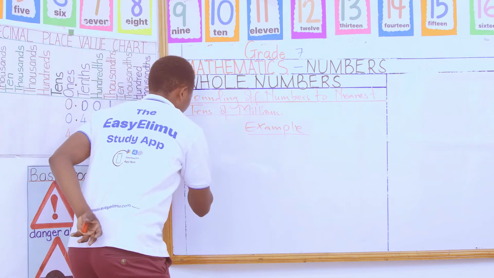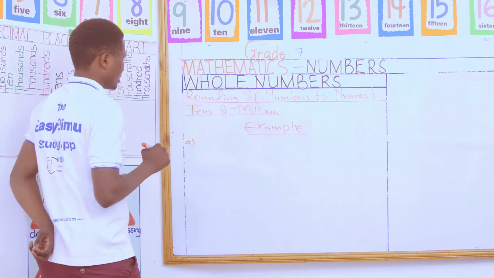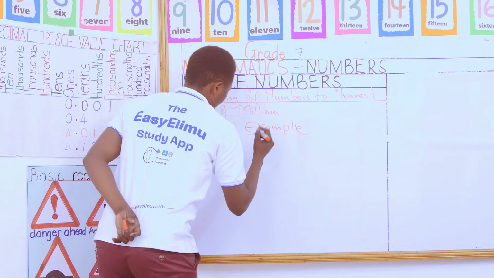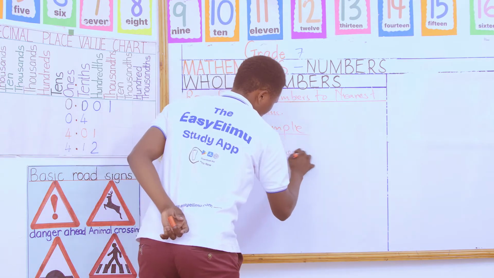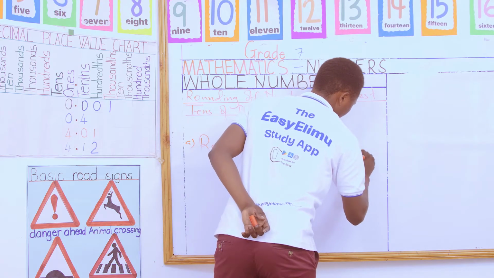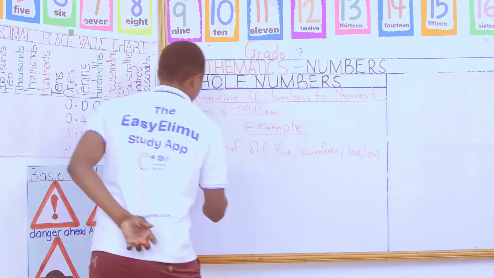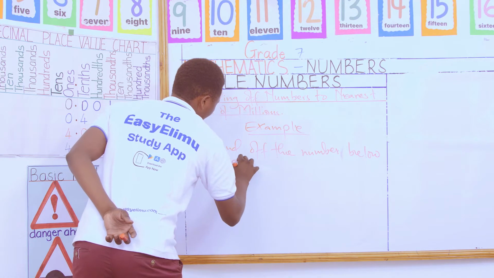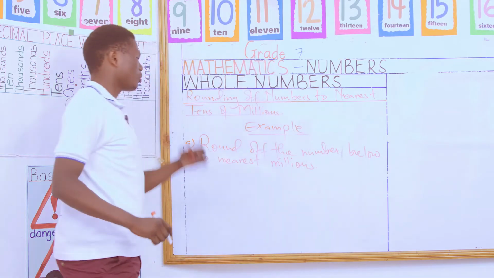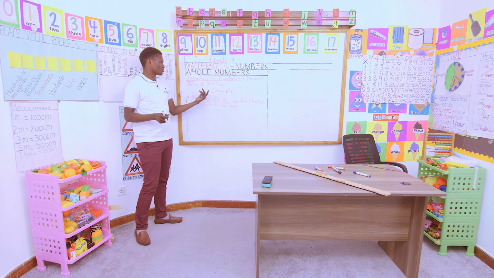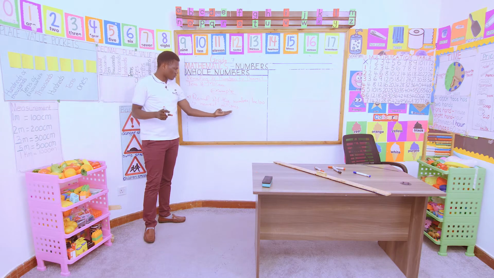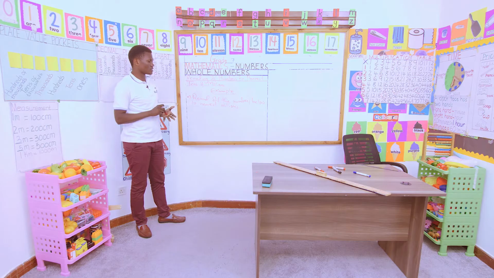You can be given an example like: round off the number below to the nearest millions. So allow me to start with what we know. We appreciate what we know. We start from known to unknown. So we are now conversant with how to round off numbers to the nearest millions.